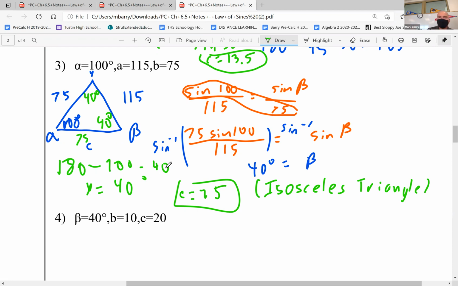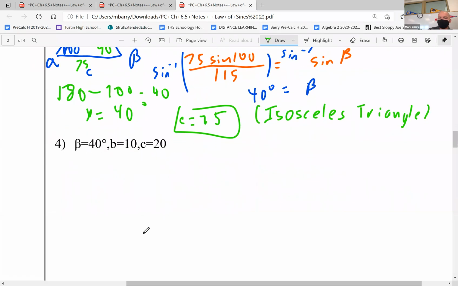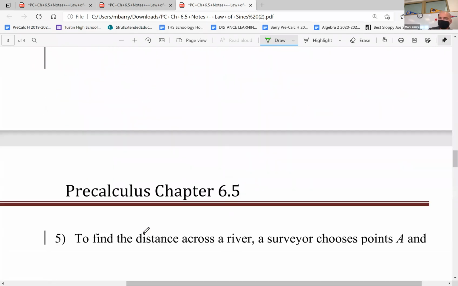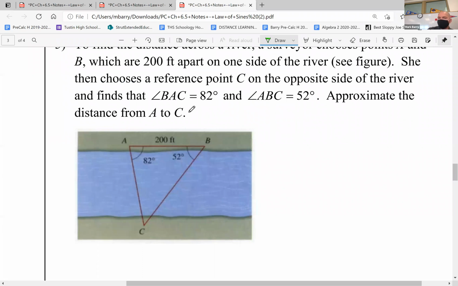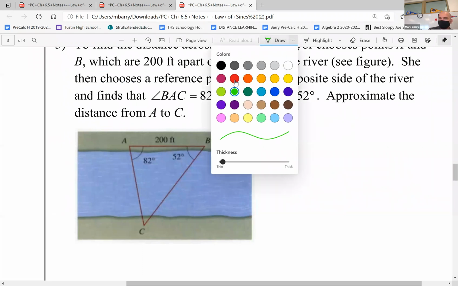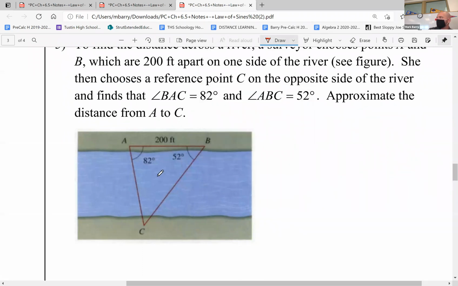Okay, let's go ahead and skip number 4. Let's do some word problems now. And I use word problems loosely because they actually have pictures on them. So it's not really a word problem. Like really the only thing you need to read here, it says approximate the distance from A to C. So we need to find this side right there, right? Everything else they've labeled on the picture, which is nice because I'm barely literate.